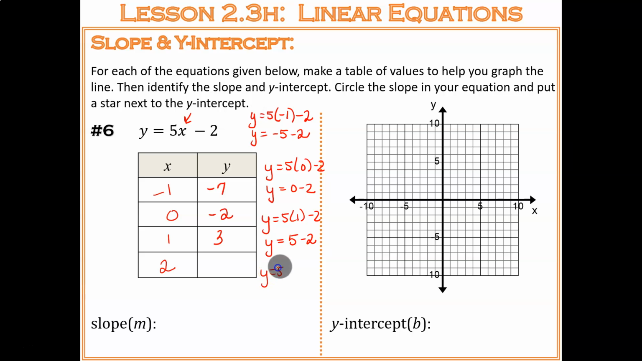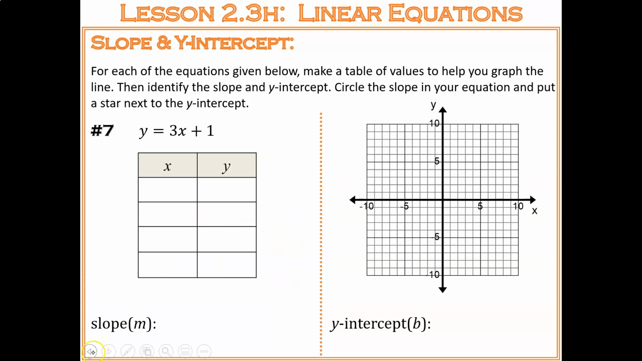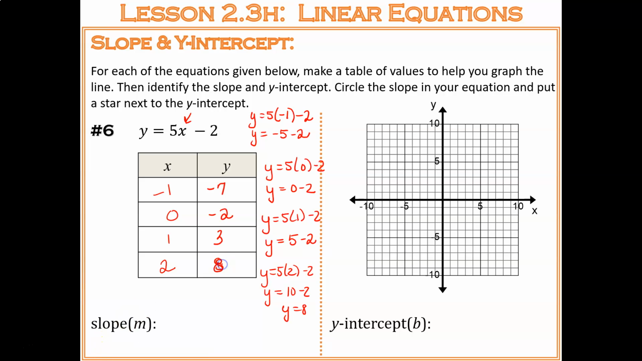If you see the pattern, you don't have to do it, but let's plug in one more. Y equals 5 times 2 minus 2. So I have y equals 10 minus 2, which is 8. So we're adding 5 every time. Whoop, let's go back. This is an 8. So now we can plot our points. So I have -1, -7, 0, -2, 1, 3, 2, 8.